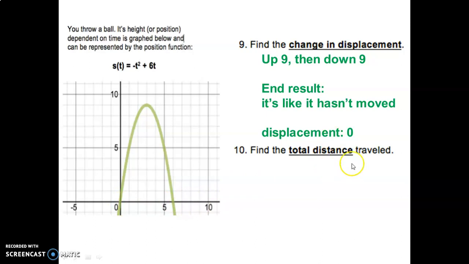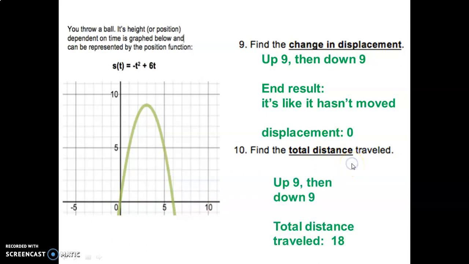Okay, find the total distance traveled. Now the path matters. Now we say it went up 9 and down 9, so its total distance traveled is 18. So again, that's highlighting the difference between displacement and distance.